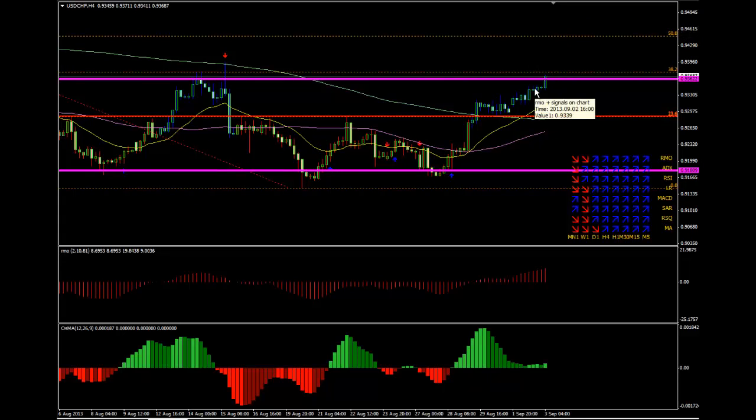So look to see what the outcome is on the next 4 hour candle to decipher if we should be looking long or short for the remainder of today.